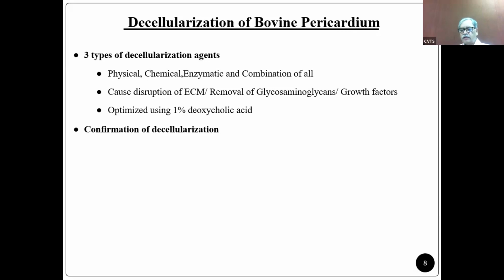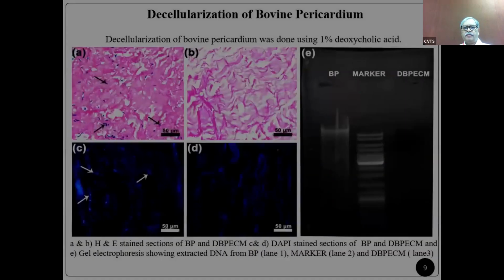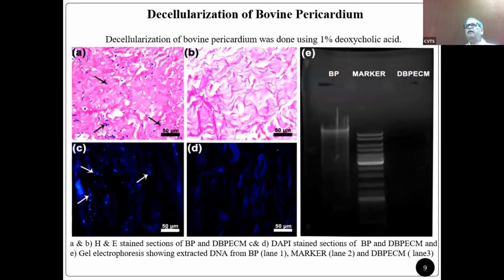So we have to characterize. For confirmation of decellularization, we do histology, DNA estimation, and GAG. It's all biochemistry basically. So you can see A and B. A is basically where a lot of blue dots are there. These are nuclei basically. When you do the decellularization, there are no nuclei present.